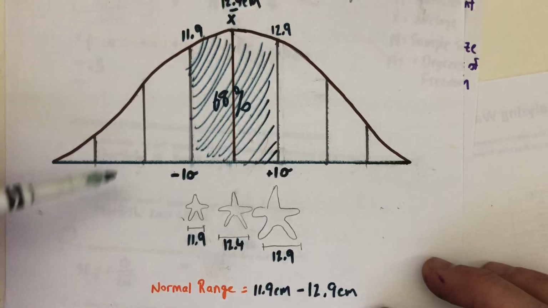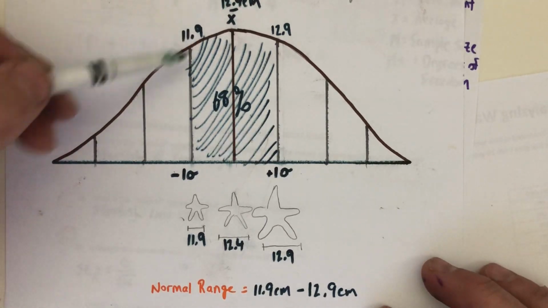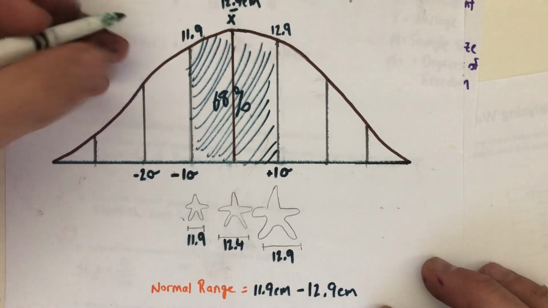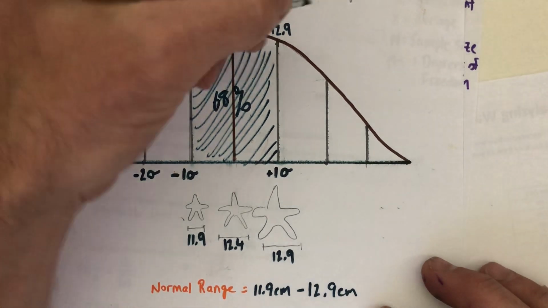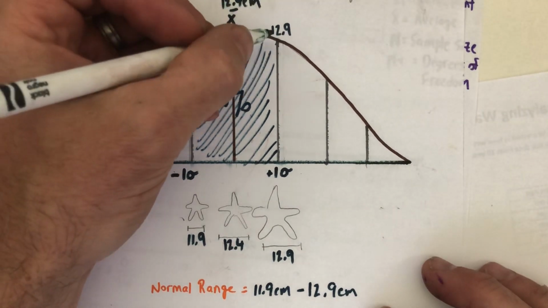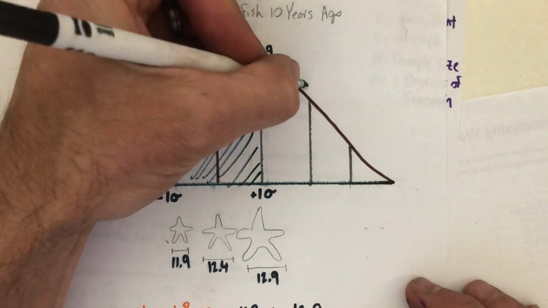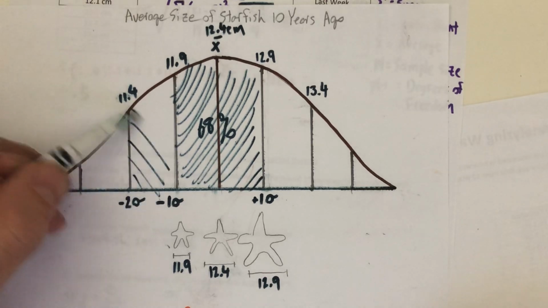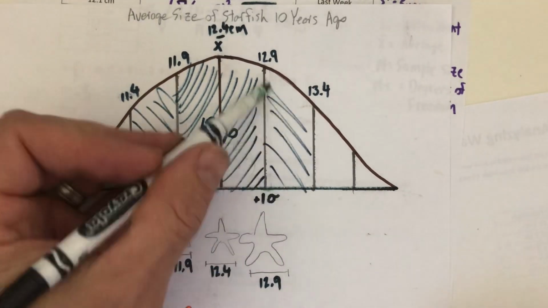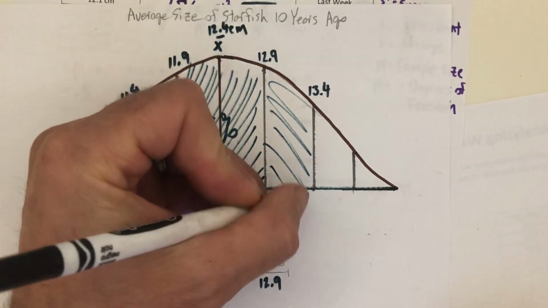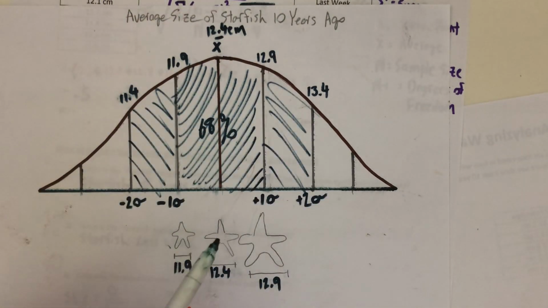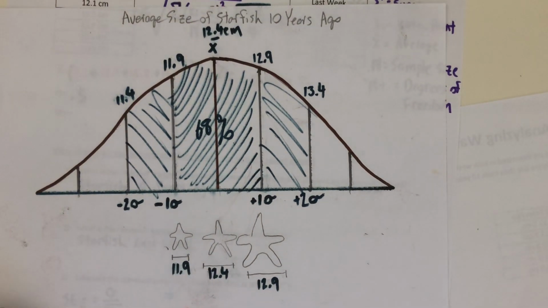Now I could go to 2 standard deviations. I could take away another standard deviation, 0.5 from 11.9, that's 11.4. 12.9 plus 0.5, that'd be 13.4. So now everything in this entire area here is plus or minus 2 standard deviations worth of data.